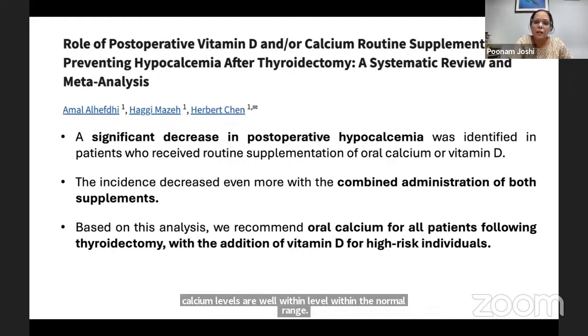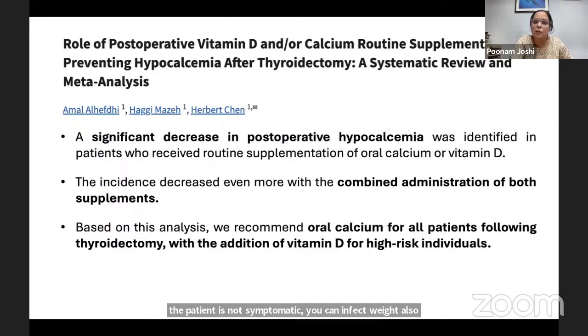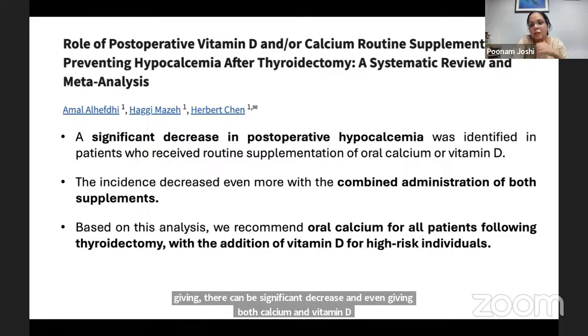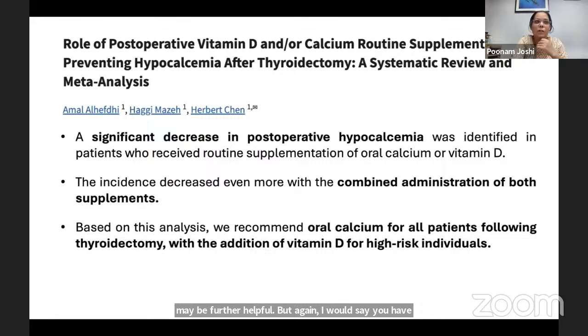So again, there is the question of post-operative vitamin D and calcium routine supplementation. There is data to suggest that there can be a significant decrease in hypocalcemia, and giving both calcium and vitamin D may be further helpful. But I would say you have to see your case, and depending upon the case, you have to do it. If you have been very meticulous, and you are giving it, it is usually for 1 week, maximum 2 weeks in our practice, and by that time the levels of calcium usually stabilize.